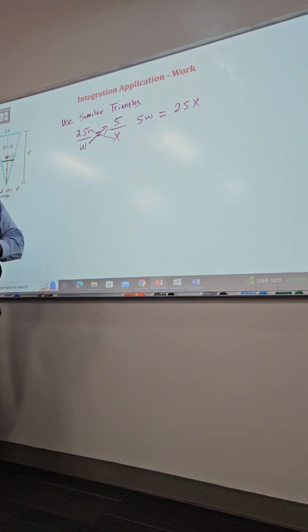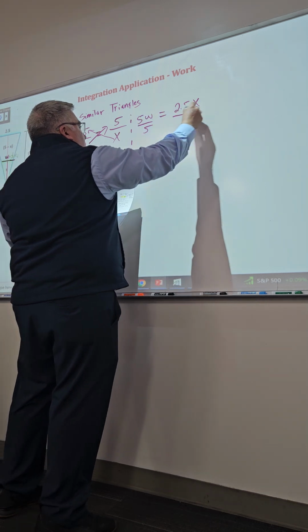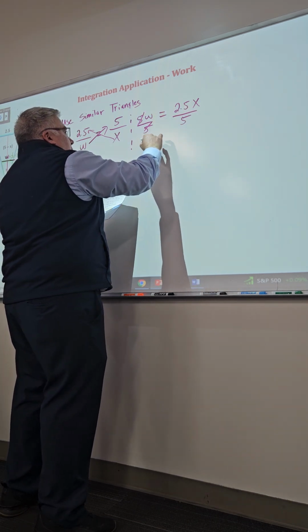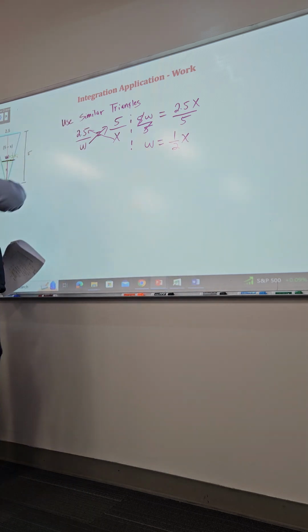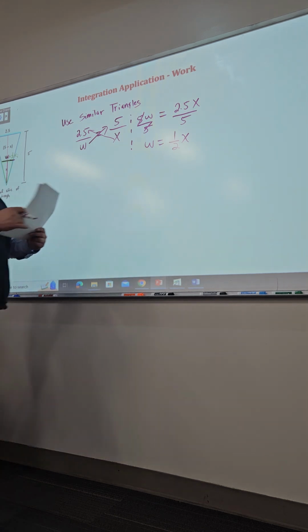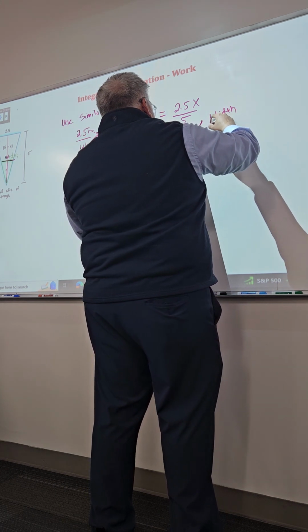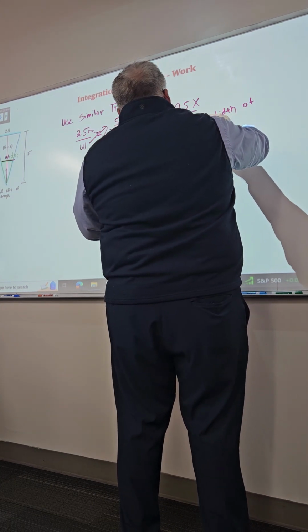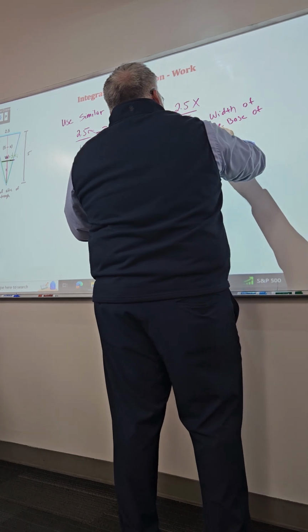And what I'm trying to do is find the width of that green layer of that cross section, right? So we divide both sides by what? By 5. Yeah. And 2.5 divided by 5 is 1/2 x. And that's where they get the 1/2 xi there. Okay? So this right here, I'm writing way too big here, is the width of the base of the small triangle.